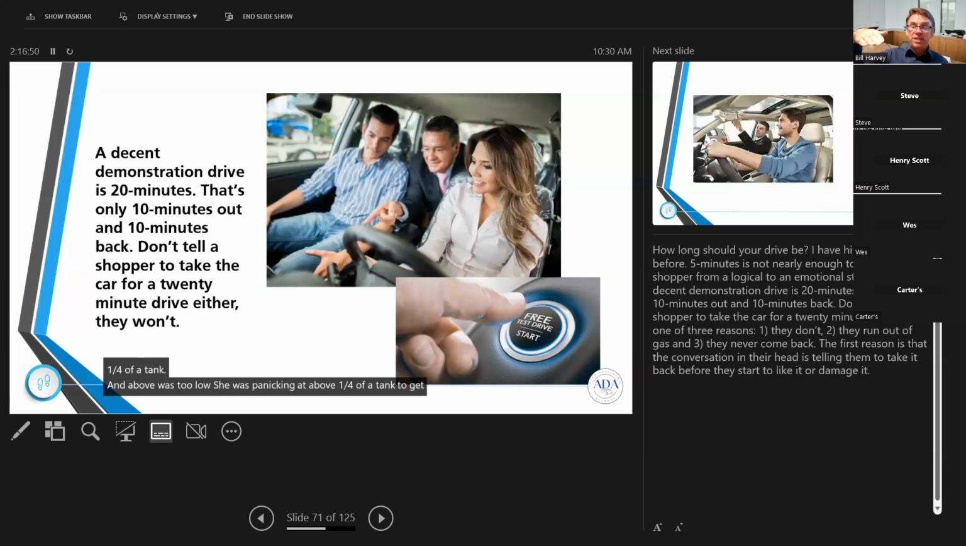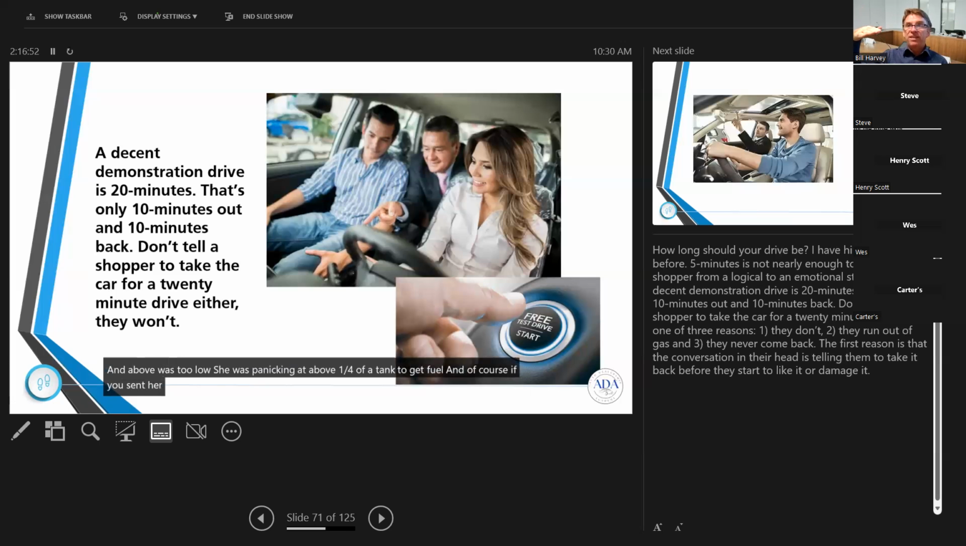And of course, if you sent her out and it was just above the yellow light, or the yellow light was on, then she's not going to enjoy driving the car at all. She's just simply focused on the fact that it has no gas in it. They're worried that they could run out of gas, or maybe they will run out of gas. It's happened frequently. It's happened to me.